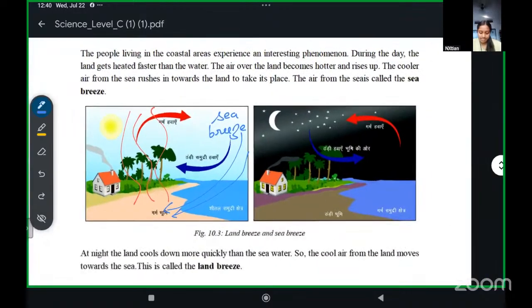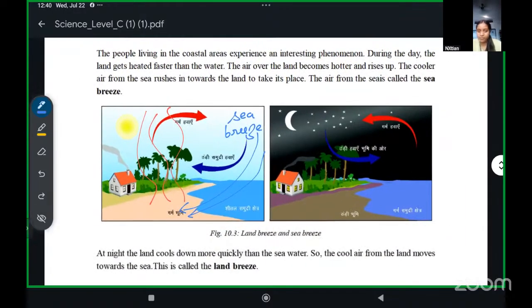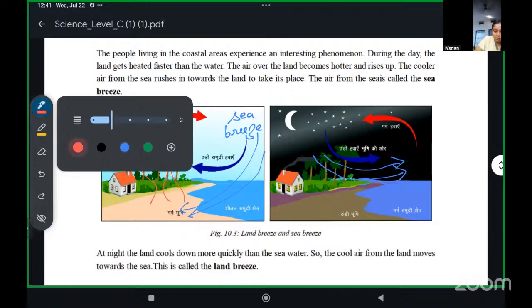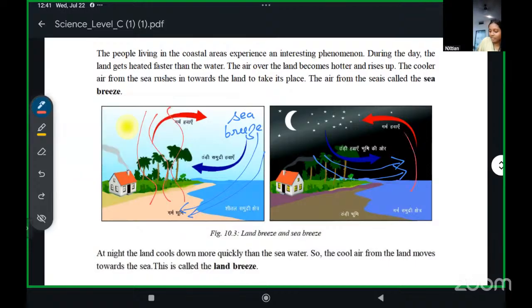On the other hand, in the night, the land cools down more quickly than the sea. Because the land is cooling faster than the sea at night, the cool air from the land goes to the sea. And because the sea is still hot, the hot air from the sea comes to take its place.